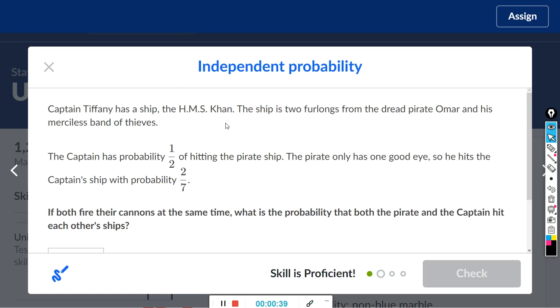Captain Tiffany has a ship. The ship is 2 furlongs from the dread pilot Omar and his band of thieves. The captain has a probability of 1/2 of hitting the pirate ship. The pirate only has 1 good eye, so he hits the captain's ship with probability 2 out of 7, or 2/7. If both fire their cannons at the same time, what is the probability that both the pirate and the captain hit each other's ships?